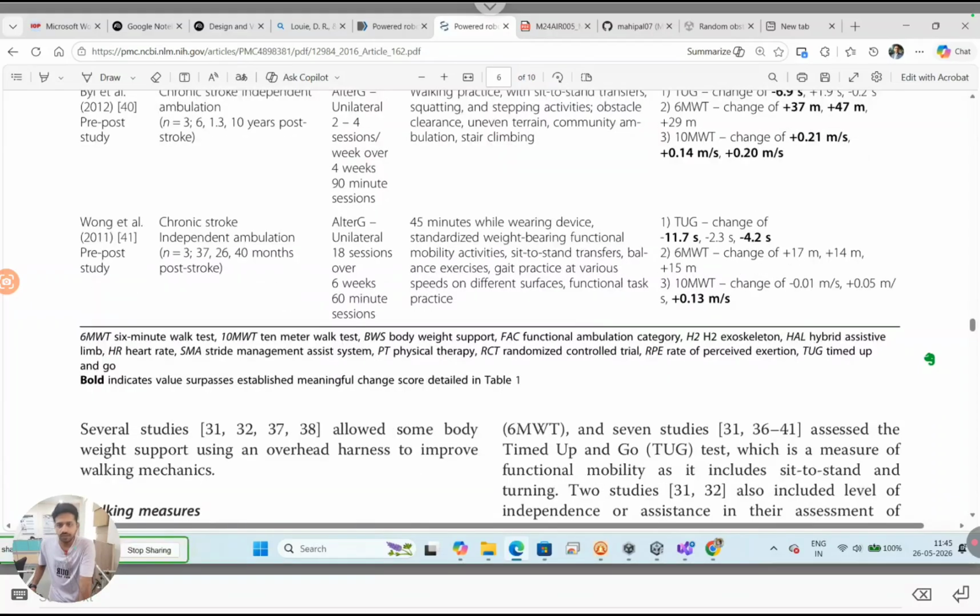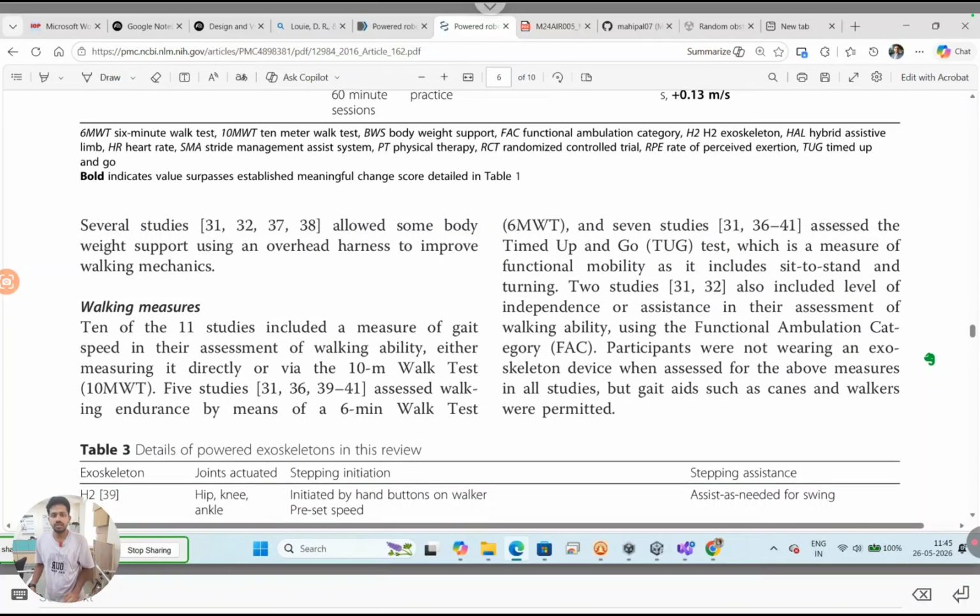Okay, so several studies, you can see, allowed some body weight support using an overhead harness to improve walking mechanics. So walking measures were there. 10 of 11 studies included a measure of gait speed in the assessment of walking ability, either measuring it directly or via the 10-meter walk test, 10MWT. 5 studies assessed walking endurance by means of the 6-minute walk test, 6MWT, and 7 studies assessed the Timed Up and Go test. Okay, Timed Up and Go.